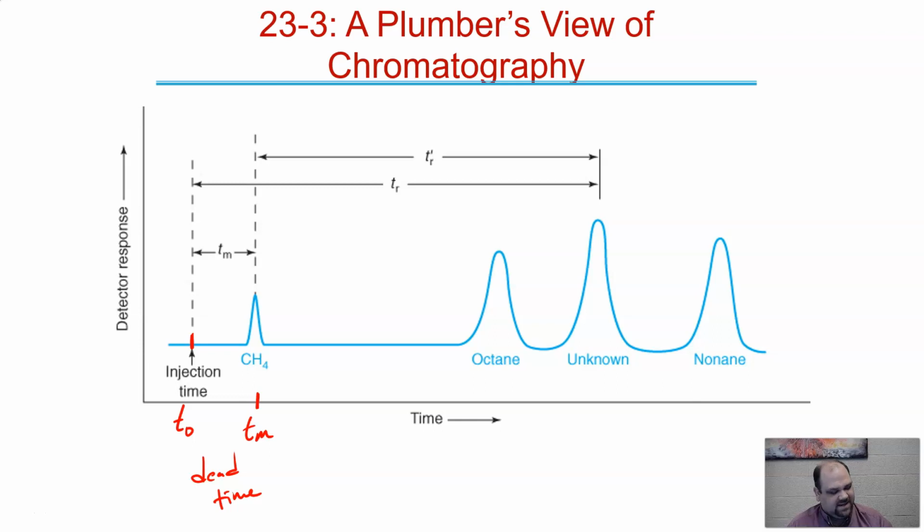Here we have an octane and a nonane and our unknown in the middle. The time that it takes to come off the column from the injection time to the peak is called the retention time.